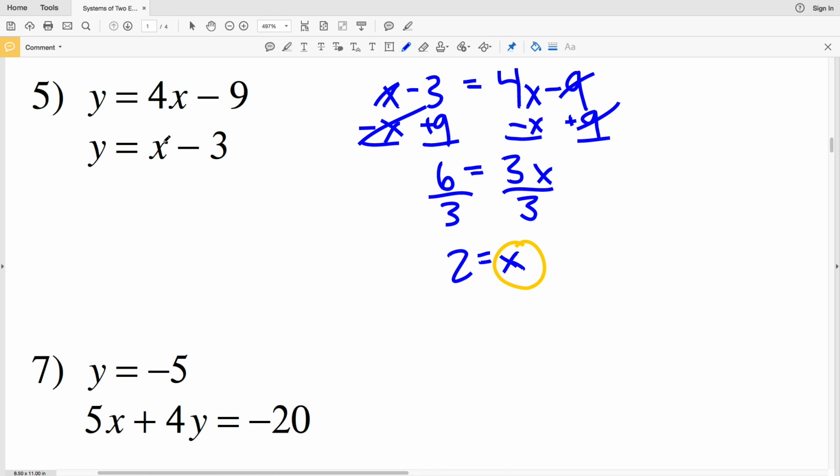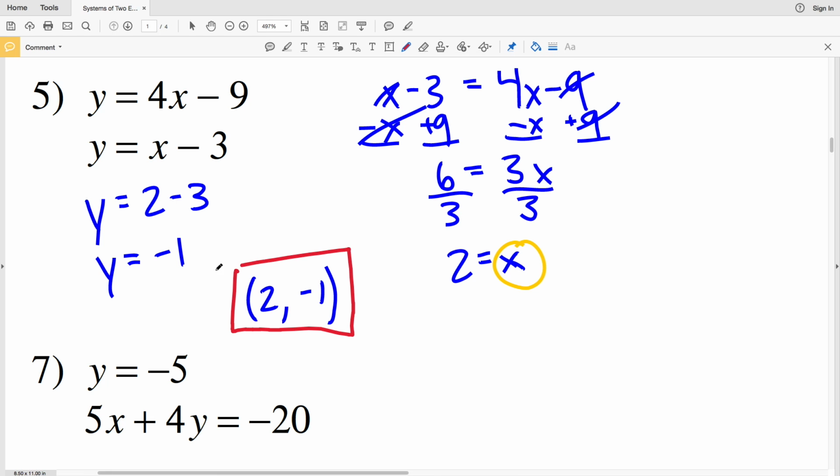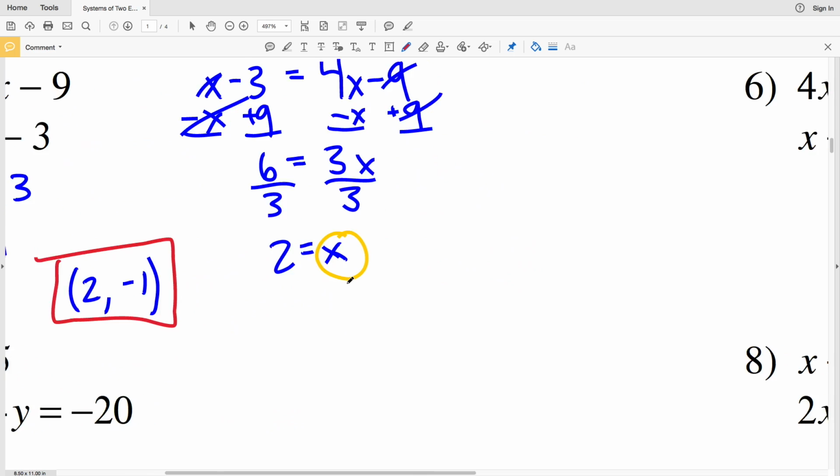Let's plug it into the second equation because we're not going to have to multiply that x, because it doesn't have a coefficient like the first one. So we'll get that y equals 2 minus 3, therefore y equals negative 1. So our solution in number 5 is 2, negative 1. Let's continue on to number 6.